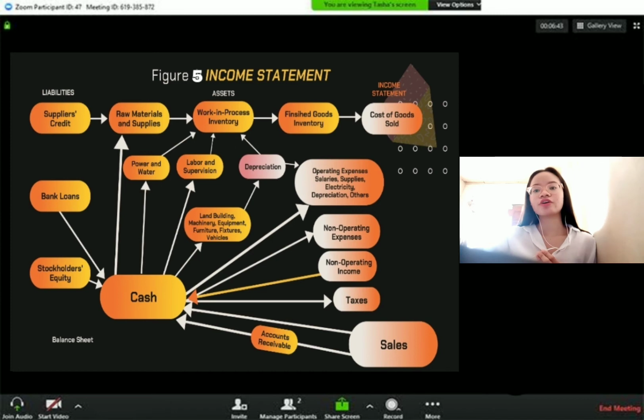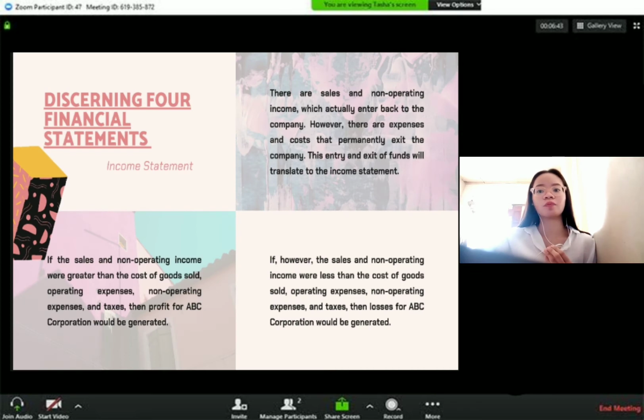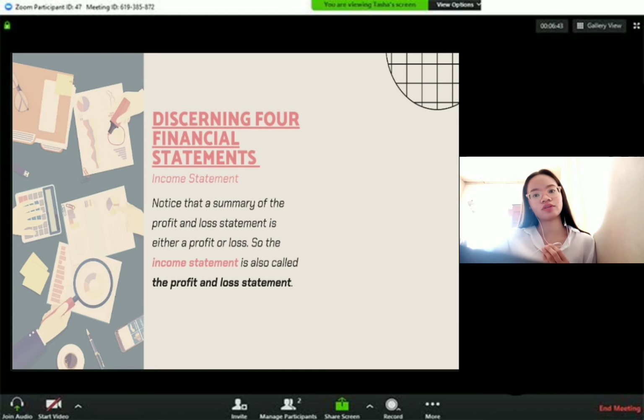The second financial statement is already on the right side of figure 5, which is called the income statement. If you will notice, there are sales and non-operating income, which actually enter back to the company. However, there are expenses and costs that permanently exit the company. This entry and exit of funds on the right side of the illustration will translate to the income statement. If the sales and non-operating income were greater than the cost of goods sold, operating expenses, non-operating expenses, and taxes, then profit for ABC Corporation would be generated. However, if the sales or non-operating income were less than the cost of goods sold, operating expenses, non-operating expenses, and taxes, then losses would be incurred. So, the income statement is also called the profit and loss statement. Notice that the summary of the profit and loss statement is either a profit or a loss. This is the second financial statement that we have encountered.